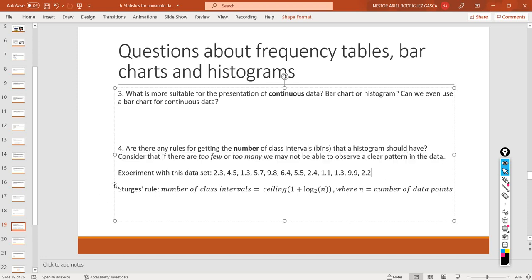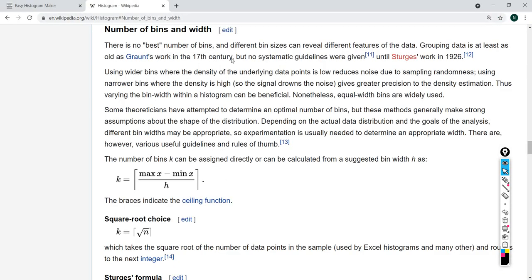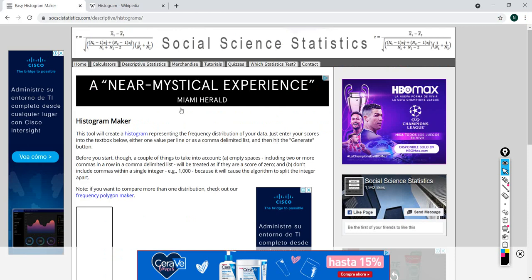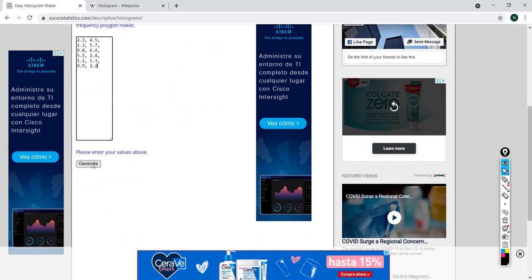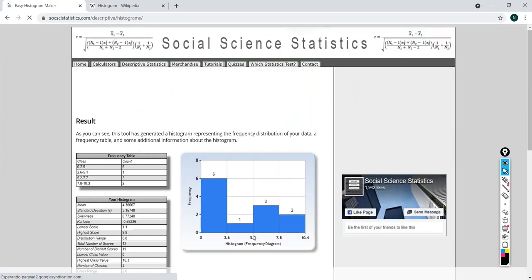And let me show you what I mean. Let's experiment with this data set. In here I have this data set with 12 data points, 12 data entries. And let me bring this, I'm going to Control-C copy, and I'm going to bring that information to this histogram maker. I'm going to put it here. Okay, and let's generate the histogram.